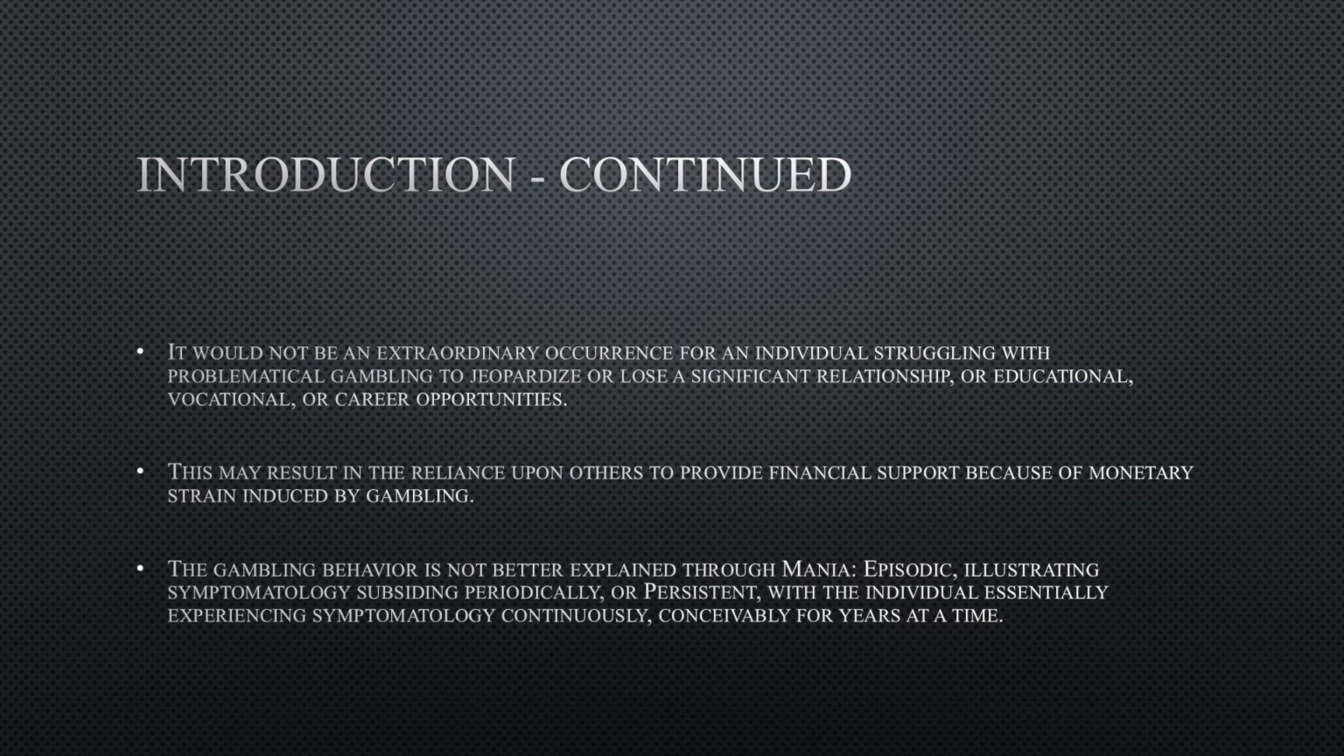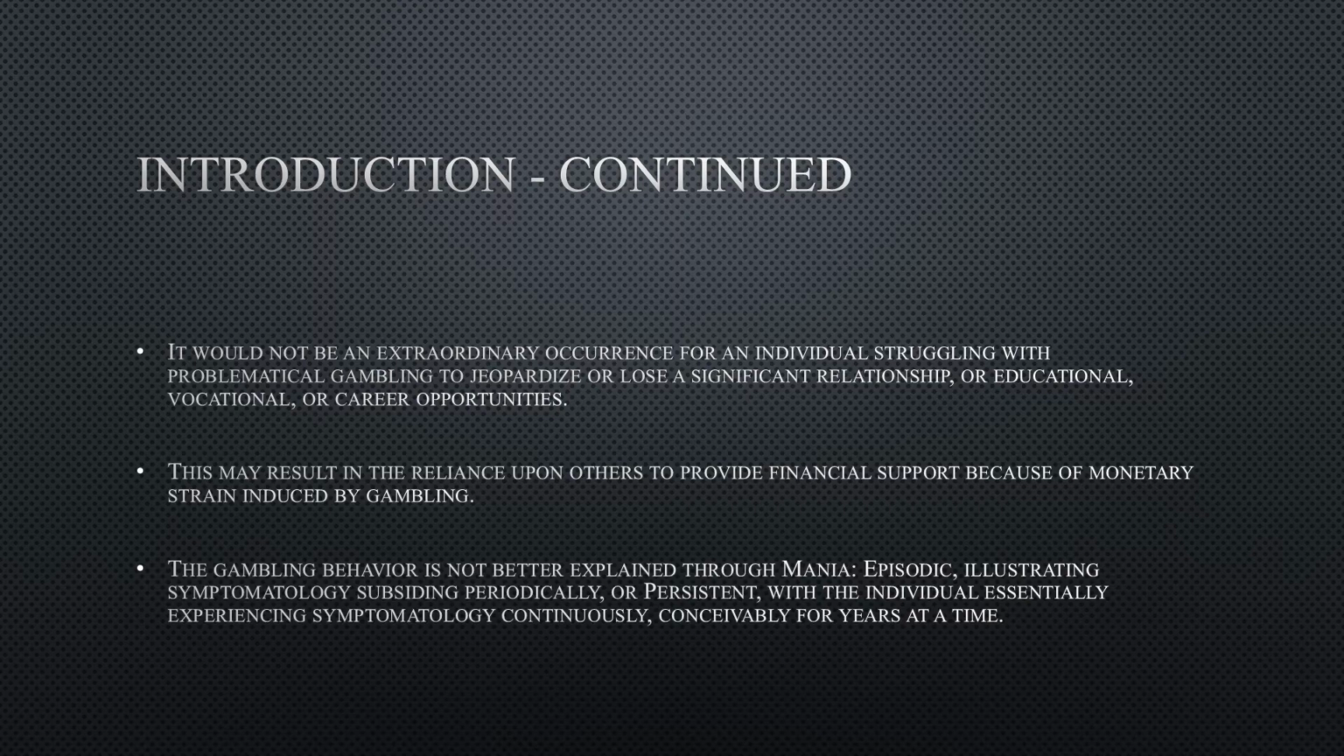It would not be an extraordinary occurrence for an individual struggling with problematical gambling to jeopardize or lose a significant relationship or educational, vocational, or career opportunities. I made mention of someone presenting with some sort of gambling related disorder earlier in this presentation. They received their paycheck, and rather than tending to the mortgage punctually, or perhaps even earlier, if we're able to, all of their funds were lost because of problematical gambling. And this is where we're involved with a significant other, we're involved with a spouse, and we're talking about a mortgage. So now we're talking about those mortgage payments not being made punctually, property taxes not being tended to.